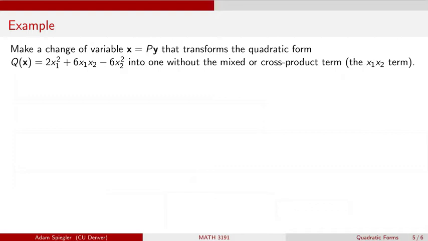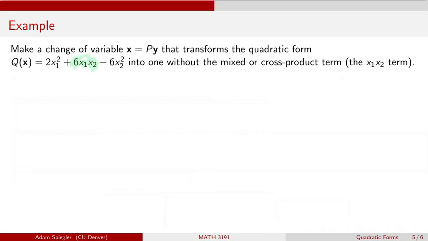So the example I want to consider is the quadratic form q of x, which is equal to 2x1 squared plus 6x1 x2 minus 6x2 squared. This quadratic form initially has what we're going to call a cross product term, or this mixed term, which is the 6x1 times x2.